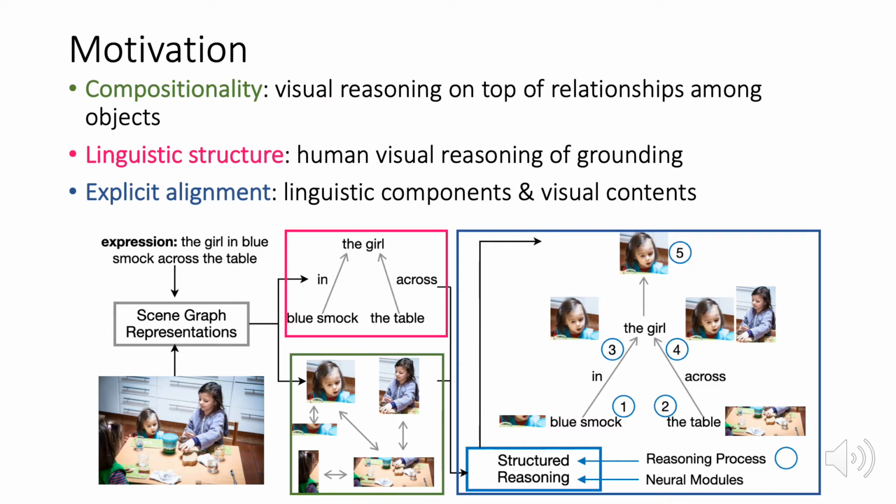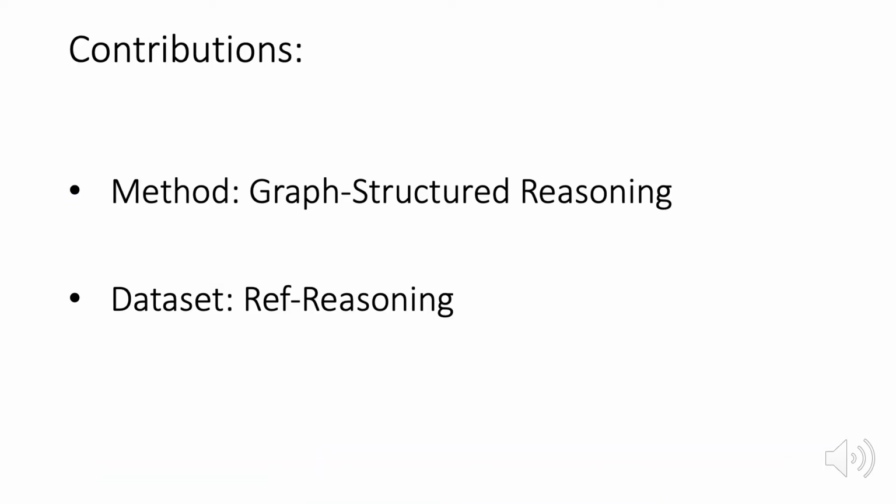Third, explicit alignment between the linguistic components and the visual context provides a reliable and interpretable reasoning process. As shown in the blue box, for every noun phrase, its corresponding visual regions should be matched. In summary, we contribute a novel graph-structured reasoning method and also developed Ref-Reasoning, which is a large-scale real-world dataset for structured referring expressions reasoning.